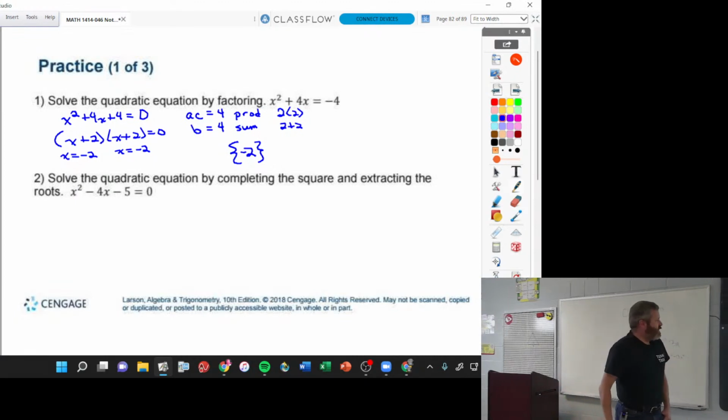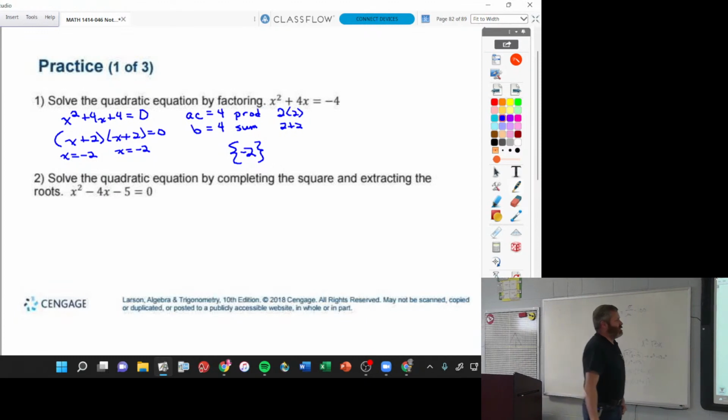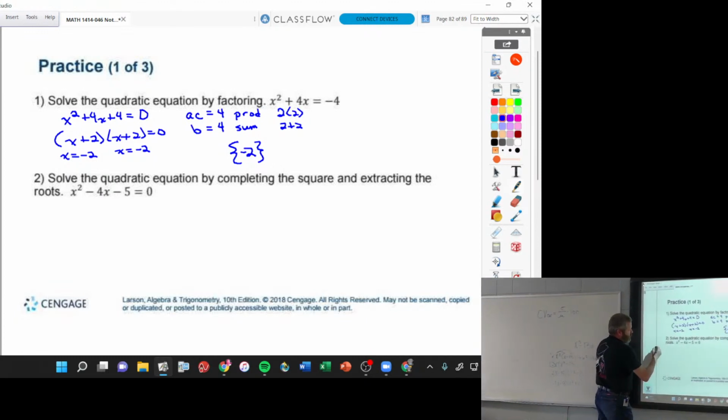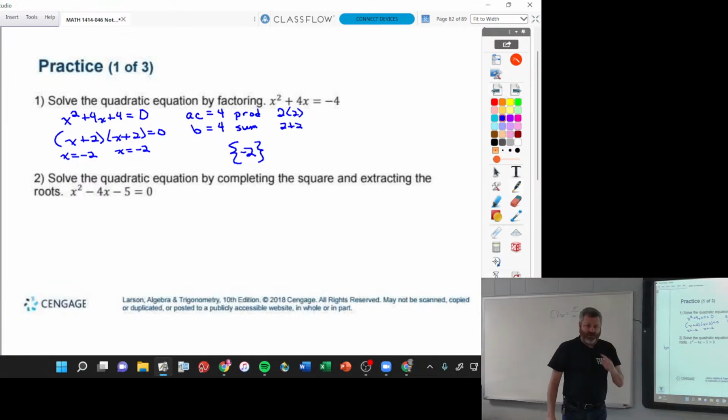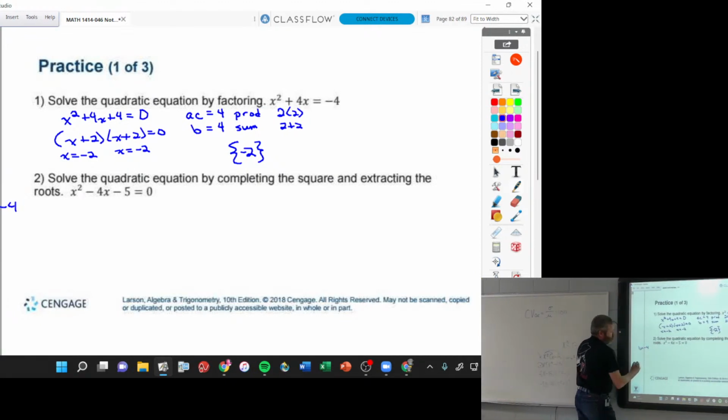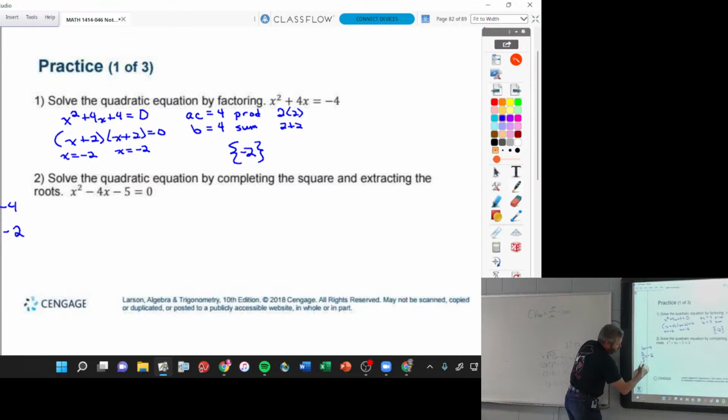Number 2, solve the quadratic equation by completing the square and extracting roots. Okay, so let's start by completing the square. First of all, A is 1, so I'm good to go on completing the square. My B is negative 4. If I take B divided by 2, I get negative 2. If I take that B divided by 2 and square it, I get 4.